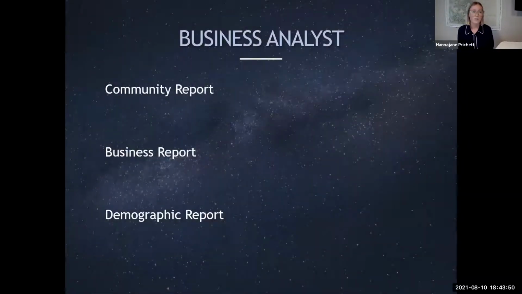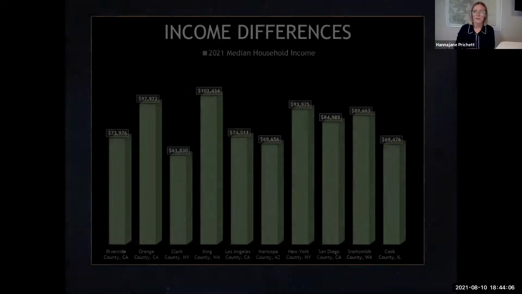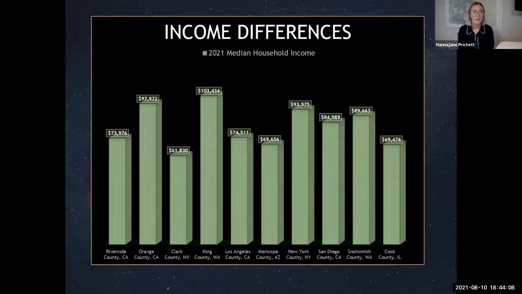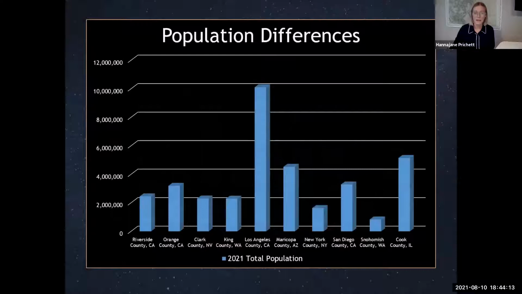So 3 reports were created: a community report, a business report, and a demographic report. What I found interesting was that the top 10 counties with the highest rate of sightings per 100,000 people were counties where white collar work was the predominant type of work. With Business Analyst, I was able to generate a chart of income differences and population differences by county.